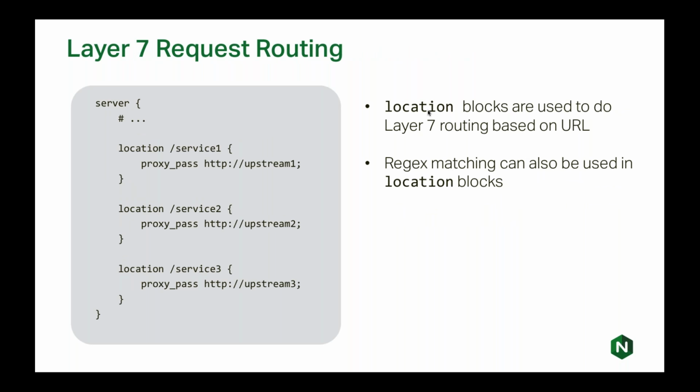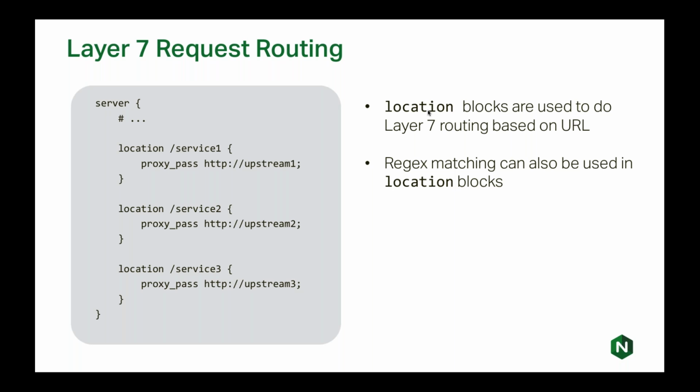And so coming back to the location blocks, I used those in previous slides, but I told you not to pay too much attention to them. Where location blocks come in handy, and they're a very powerful directive within NGINX, is to do layer 7 request routing. So we have a single virtual server, and within that single virtual server, we can take different actions depending on what the URI is, and we configure that with a location block.